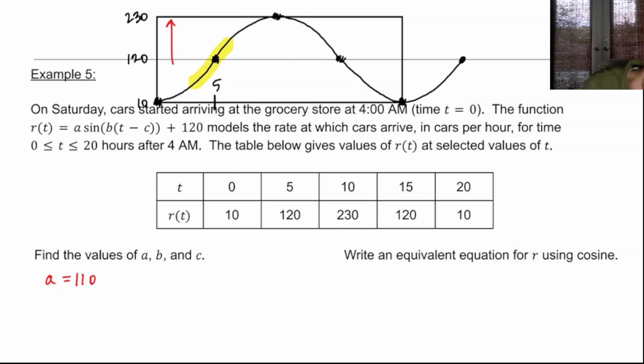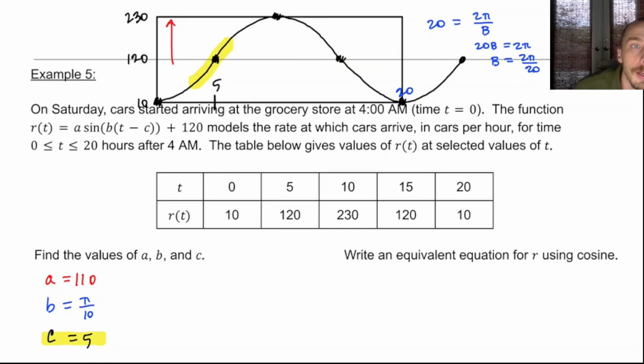Okay, B, we're going to have to consider the period. The period is 20, so period equals 2 pi divided by B. Divide by 20, so I'm going to say B equals pi over 10. Okay, C is the phase shift, so C will equal 5 because of the position of the graph where it's coming up through the midline. And then D is the midline, and that's going to be 120.